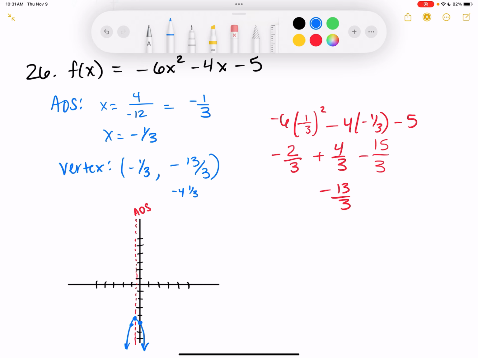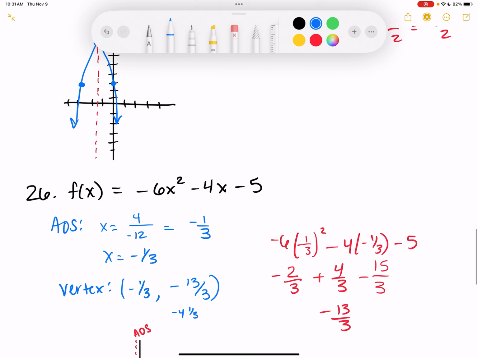Where's your axis of symmetry? X equals negative 1/3. And where's your vertex? Negative 1/3, negative 10 over 3? It should be negative 1/3 and negative 13 over 3, or negative 4 1/3. Yeah, I have all this wrong. You got negative 1/3, but I don't know how.